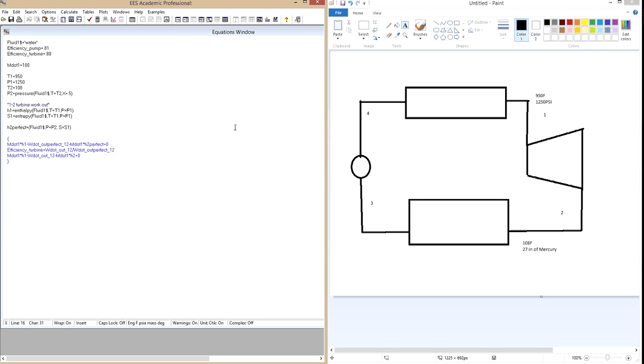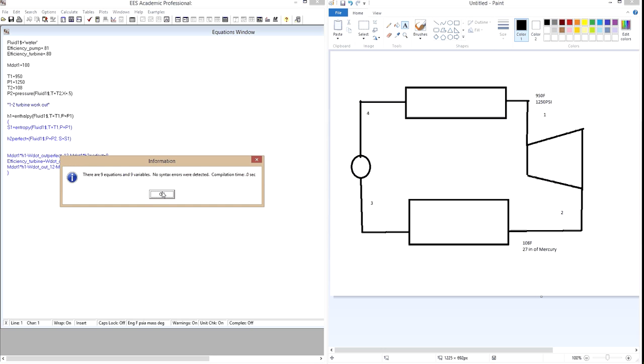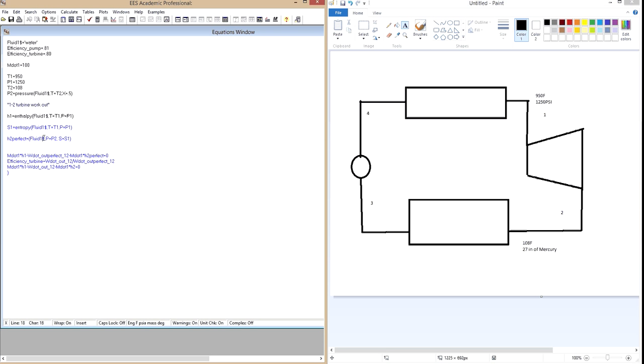Well, when in doubt, block off more equations. So square brackets, check. Okay, so it's not anything above this. It's somewhere in here. H1 equals enthalpy, fluid 1, T equals T1, P equals P1. Let's see if this one is our problem. 9 of 9, so that's not our problem. Moving down, that's not our problem. H2 perfect.